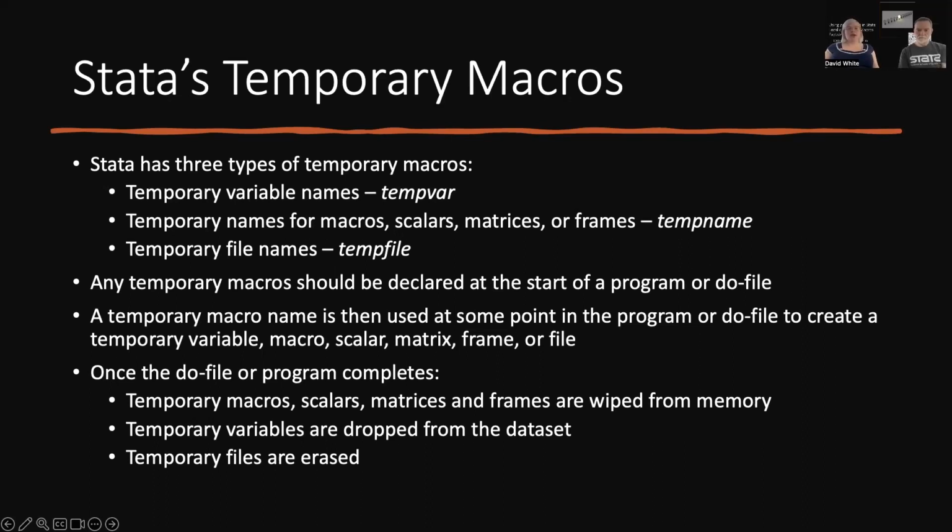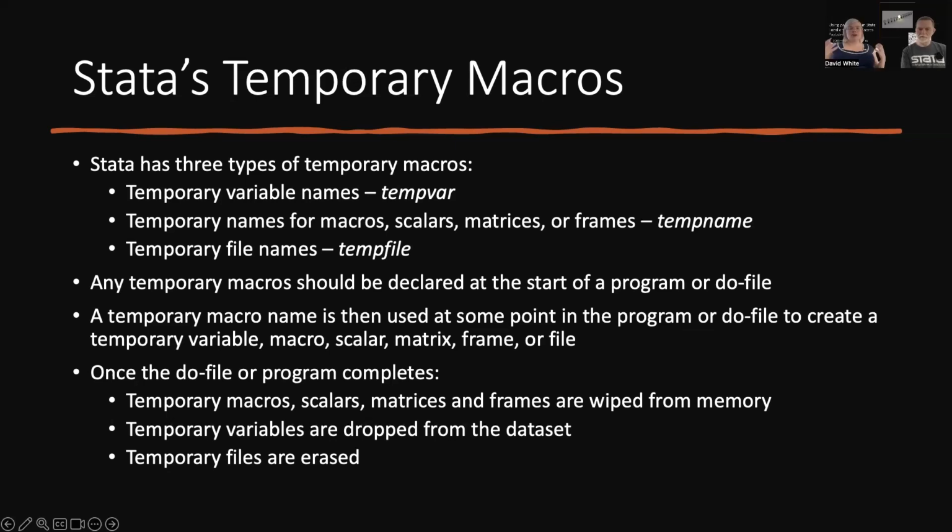Yeah. And they're just a way of creating temporary things that will be cleared once that do file or program is finished running. There's 3 types. There's temporary variable names. Then there's temporary names for macros, scalars, which is sort of a type of numeric macro, matrices or frames. Right. And the third type is temporary file names.